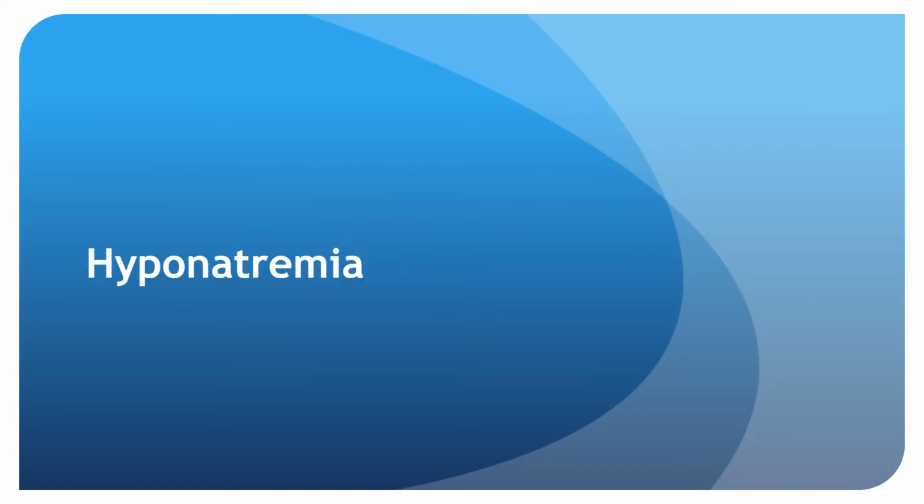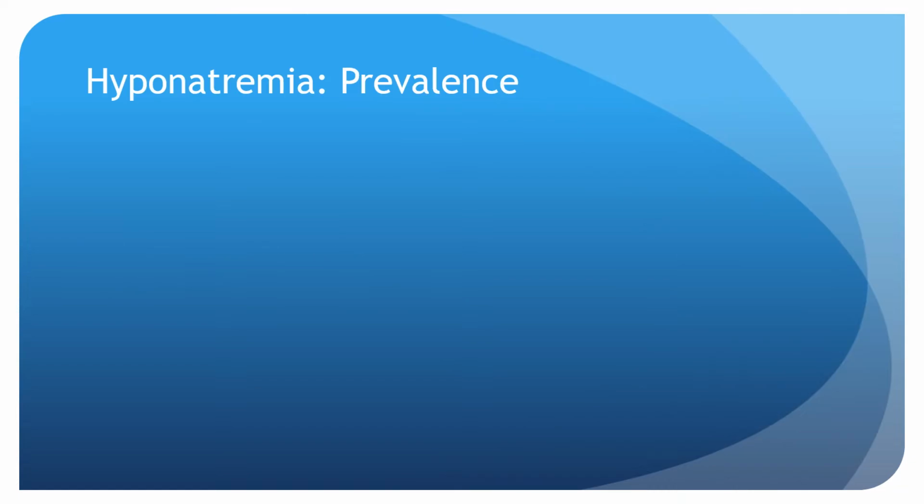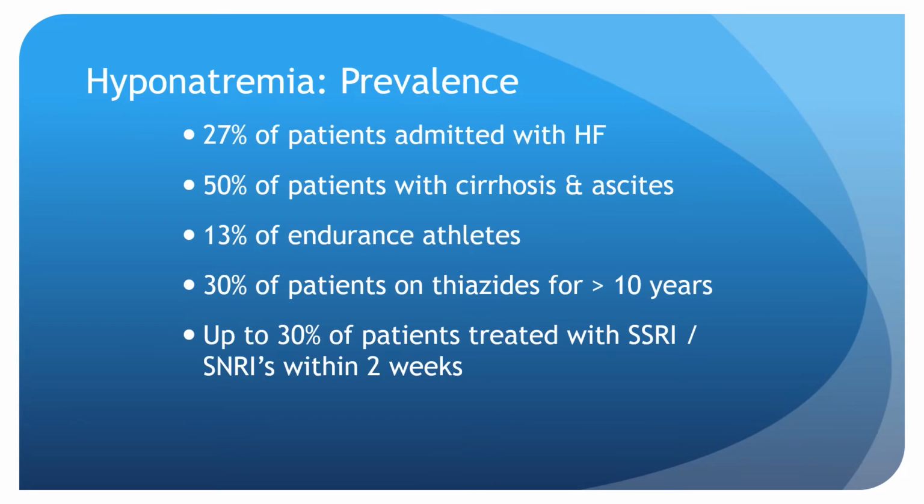Now we'll discuss hyponatremia. As far as the prevalence of hyponatremia, it affects 27% of patients admitted with heart failure, 50% of patients with cirrhosis and ascites, 13% in endurance athletes, and 30% of patients on thiazides for greater than 10 years. It's also present in patients taking SSRIs and SNRIs within 2 weeks. So my point with this is you're going to see it a lot, so I feel like it's really important for you to understand, even though it is one of the more difficult subjects in medicine.